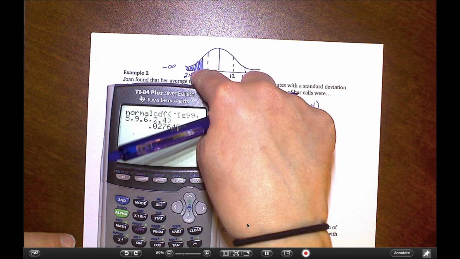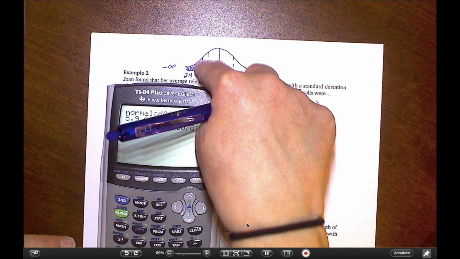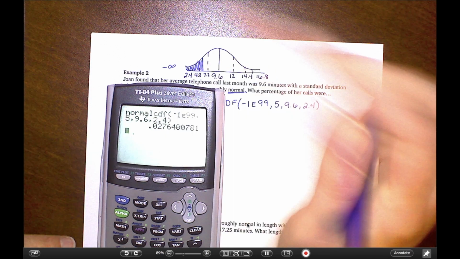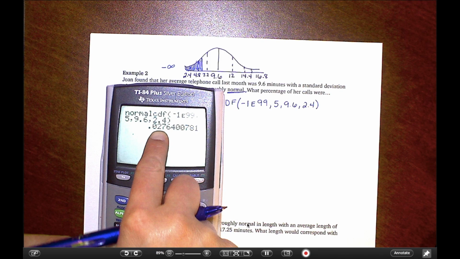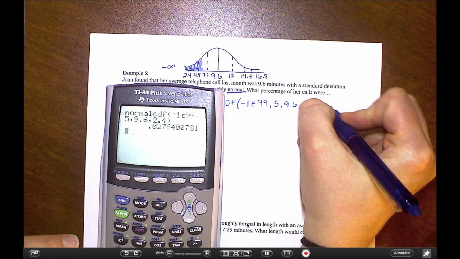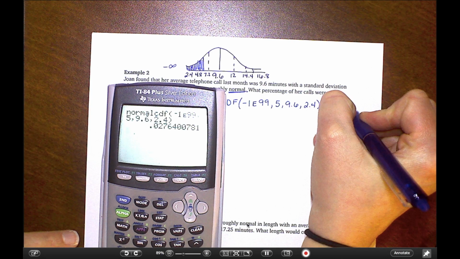We are expecting this to be a fairly small amount. I mean, up to that standard deviation line we know is 2.5%. So 2.7%, and really if I was rounding, this would be 2.8%. Seems reasonable to me.